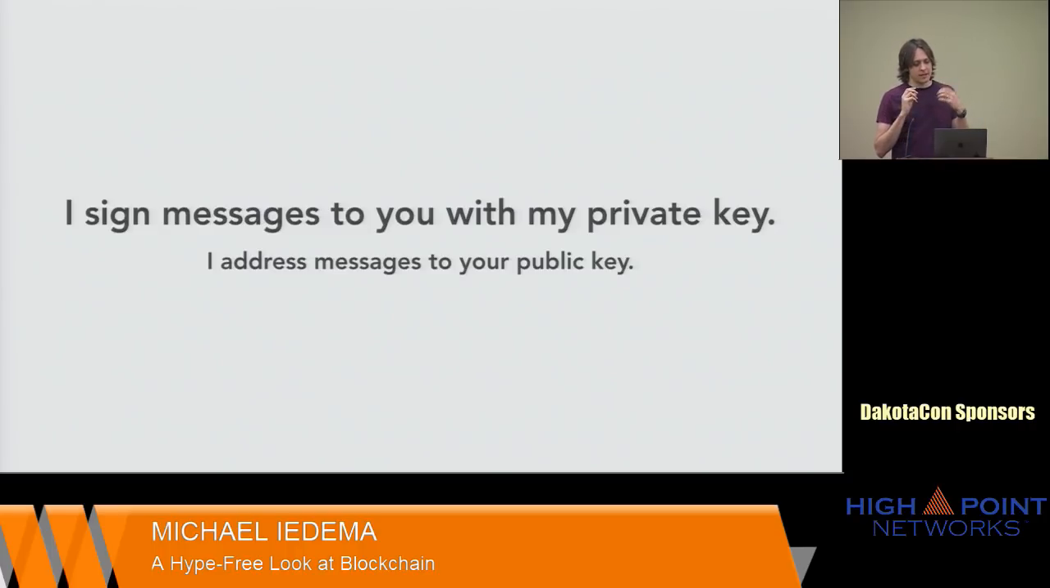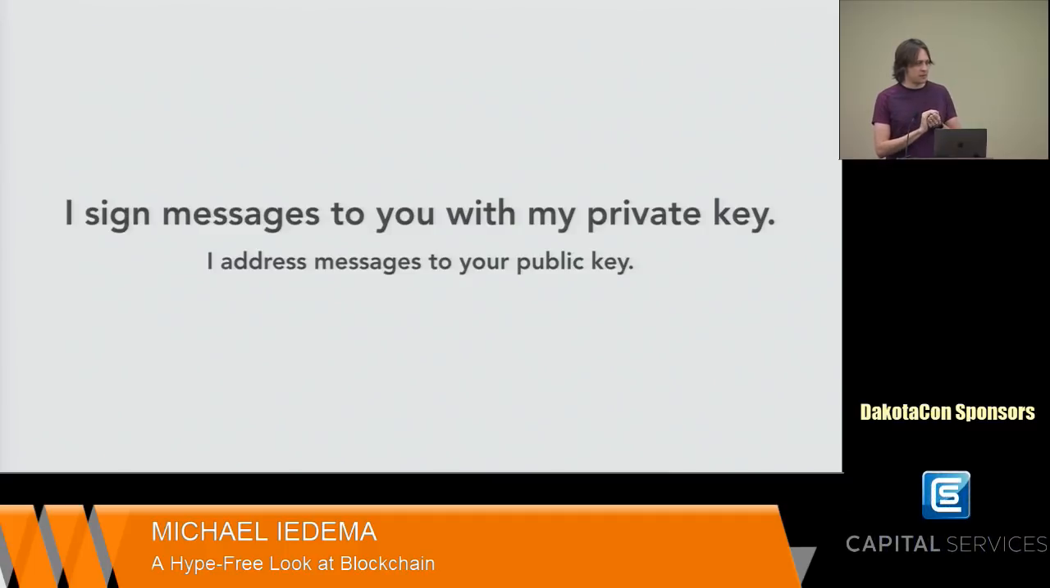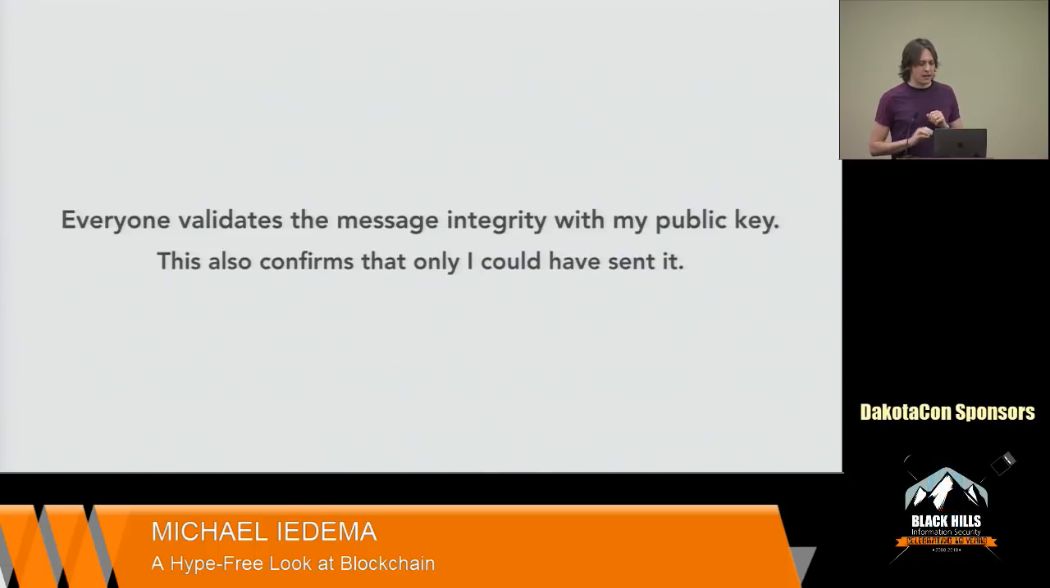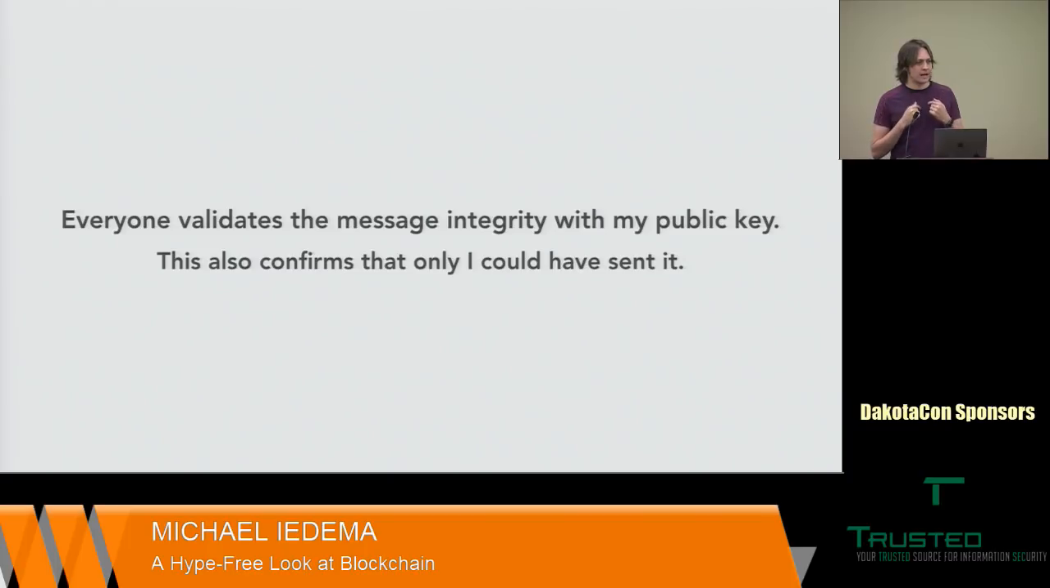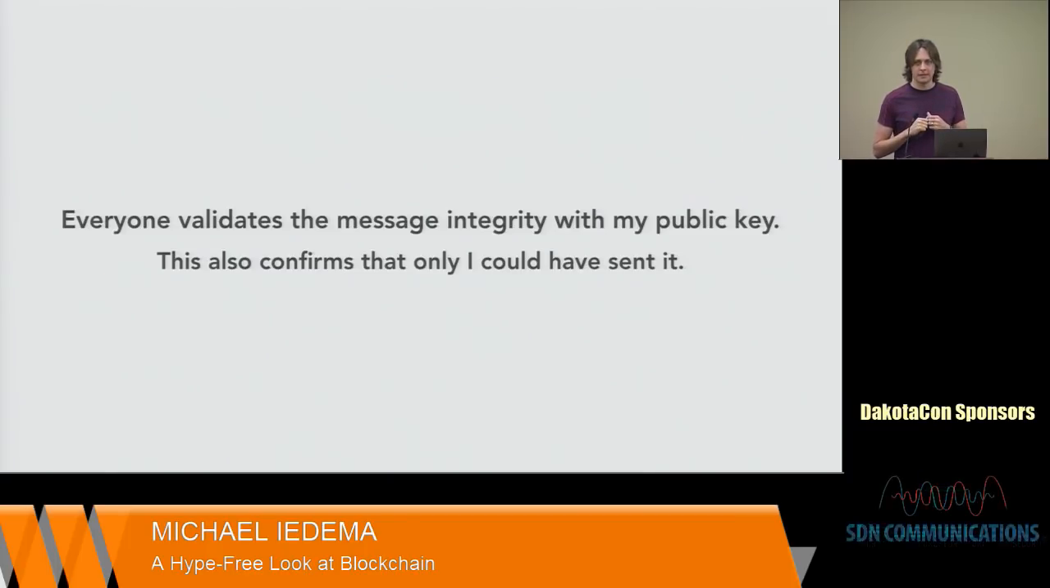So I sign messages to you with my private key. If I want to send you a message, I sign that message with my private key, and I address it to your public key. And I put that message into the network. And then everyone validates the message integrity with my public key. So everyone knows that I sent the message and only I could have sent the message, or at least only the person that has my private key. So there's confirmation from everyone in the network that the message that I'm sending is valid. It also confirms that only I could have sent it.